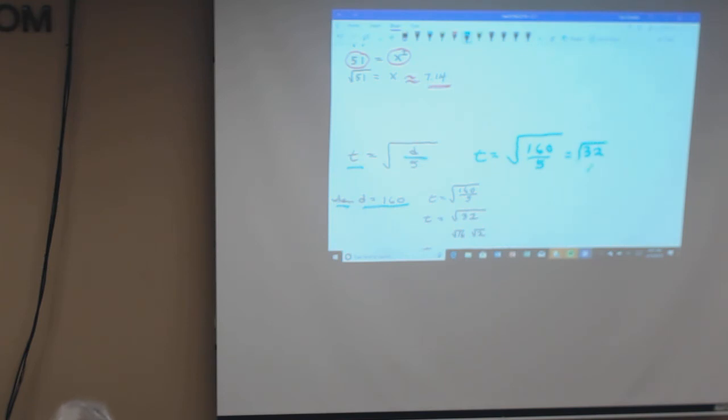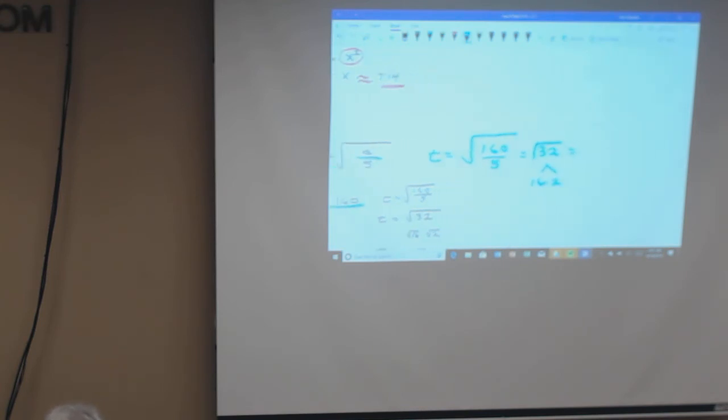What can I do with 32? 16 times 2. So that equals 4 times the square root of 2. Is that what they want to know? And write the answer in simplified form. So there it is. 4 times the square root of 2 seconds.